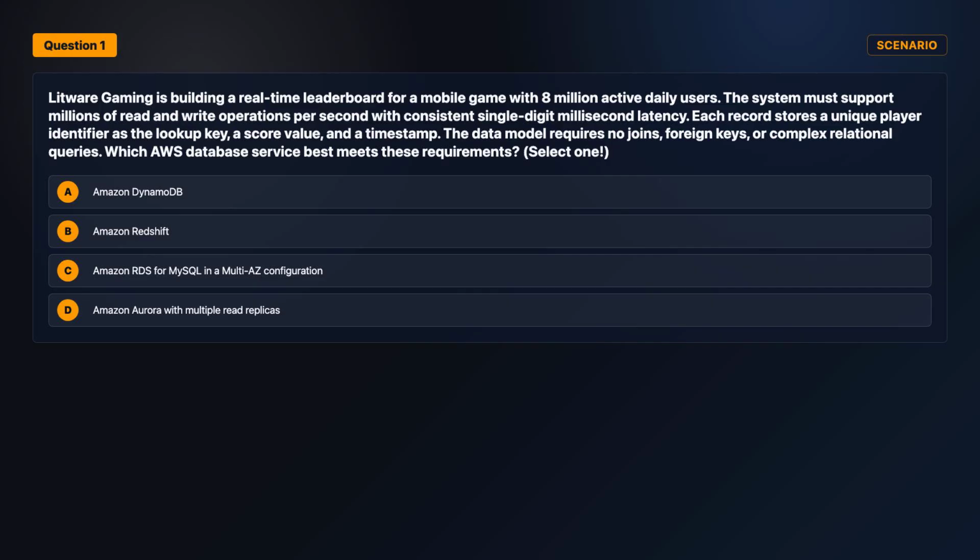Each record stores a unique player identifier as the lookup key, a score value, and a timestamp. The data model requires no joins, foreign keys, or complex relational queries. Which AWS database service best meets these requirements? Select one. Review the answer choices on screen.